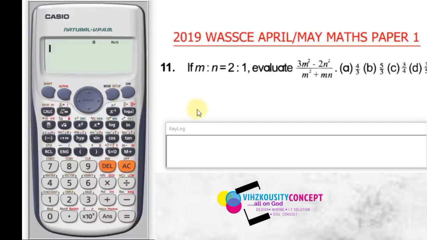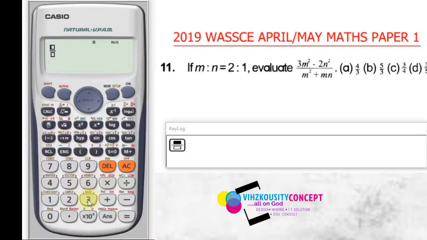So here in question number 11, we are told that if m ratio n is equal to 2 ratio 1, we are to evaluate 3m squared minus 2n squared, all divided by m squared plus mn. We don't have m and n on the calculator, so I'm going to use x for m and y for n. So that means that x can be equivalent to 2 and y can be equivalent to 1. So that's what I'm going to input on the calculator. And here I'm going to input this as a fraction, because you can see it's a fraction with numerator and denominator. So I'm having my fraction here.